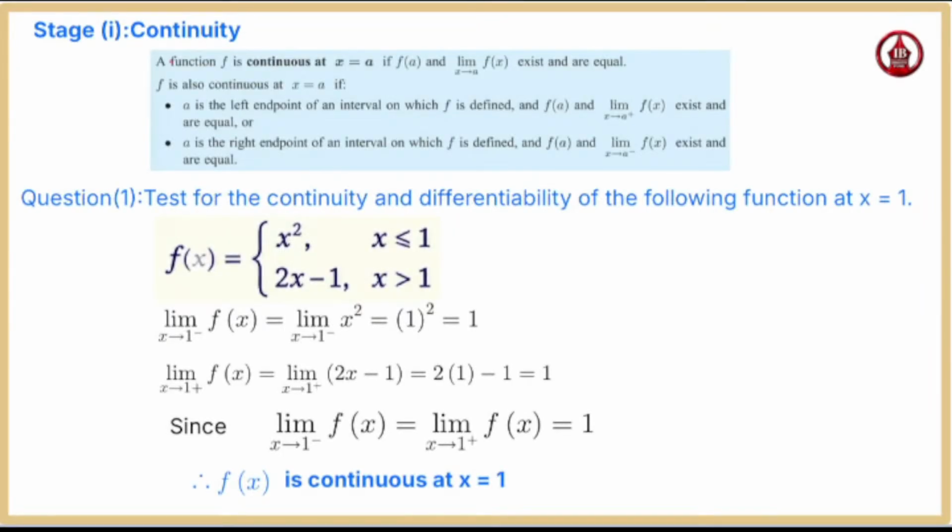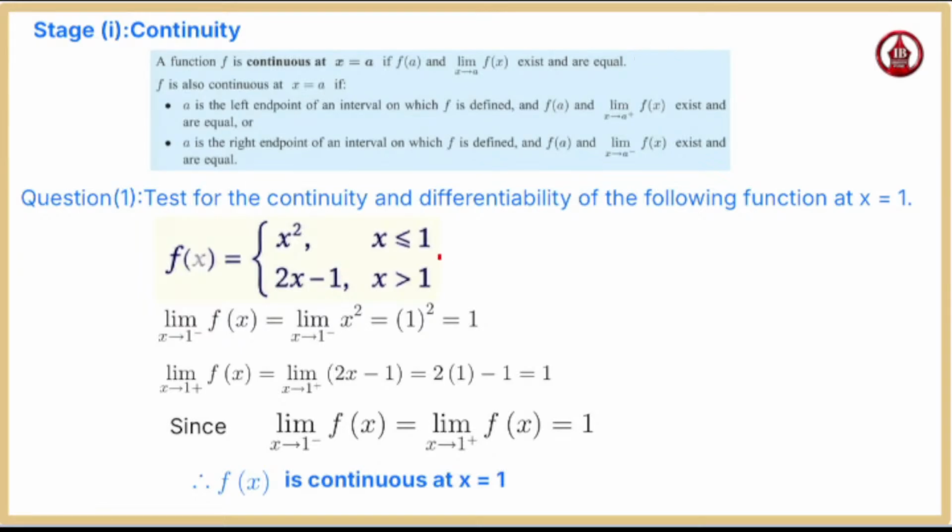What is continuity? Let us see the definition of continuity. A function f is continuous at x equals a if f of a and the limit as x tends to a of f of x exist and are equal. This first definition is for a function where there are no piecewise parts, or where there are no inequalities as the domain of the function. For a simple function, this is the definition of continuity.